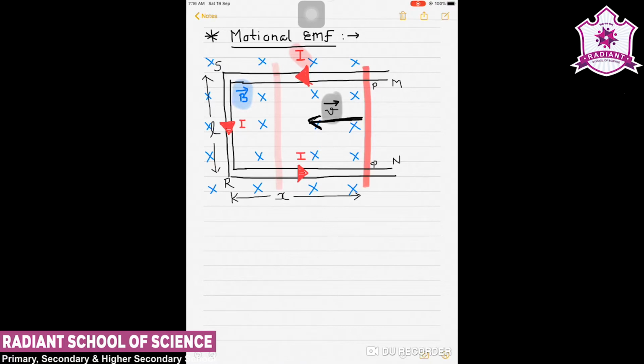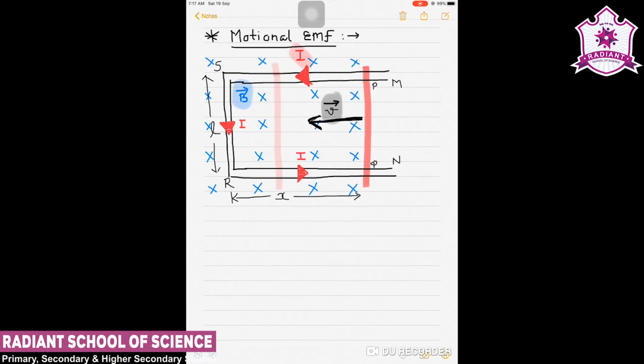In the figure, it shows a rectangular conductor PQRS in which the conductor PQ is free to move. Here it is shown with the dark red color rod. Now the rod PQ is moved towards the left with a constant velocity v as shown in the figure.